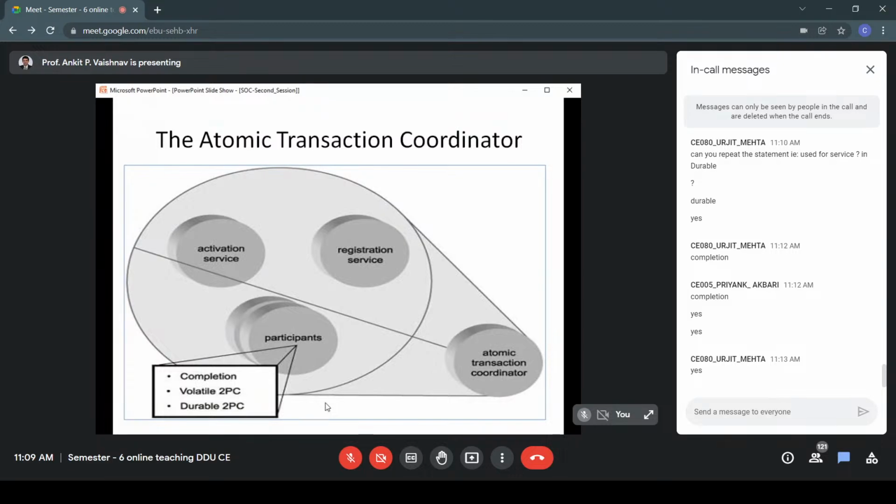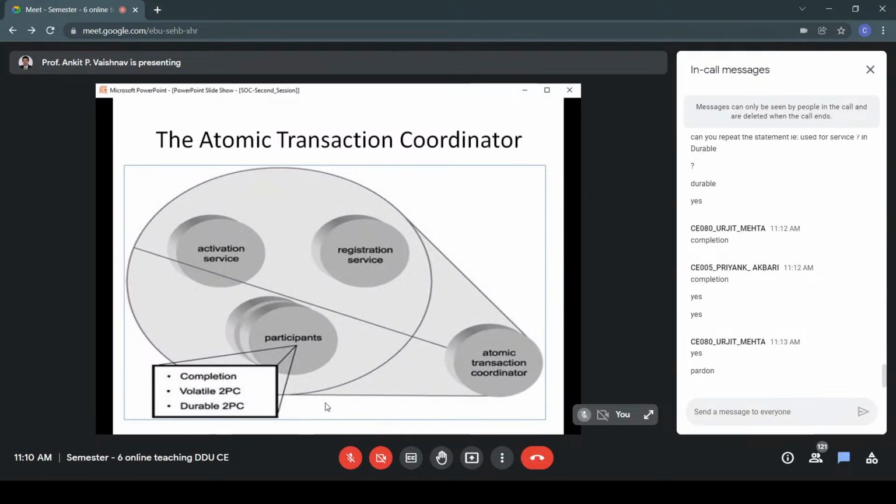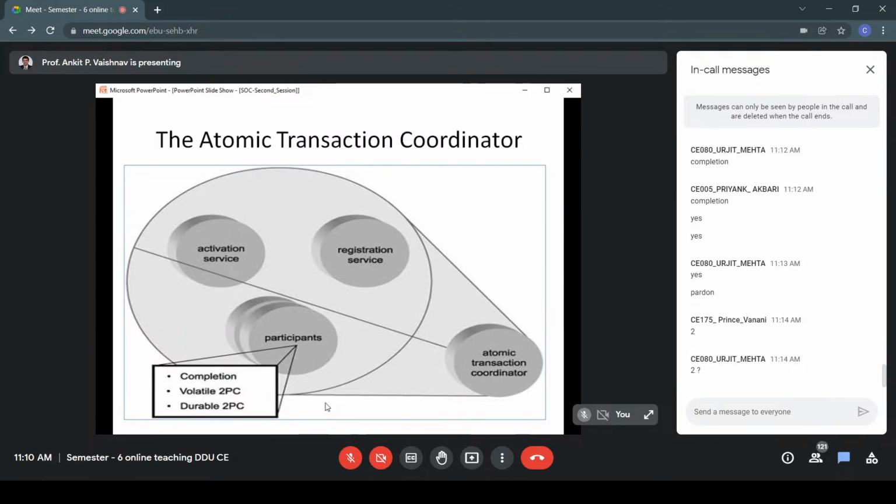We have three protocols: completion protocol, volatile two-phase commit, and durable two-phase commit. At maximum, how many protocols will you be registering for? One service can register for a maximum of how many protocols, if it is a participant of WSAT? Think and answer. Yes, I'll repeat. At maximum, a participant can register for how many protocols? Give me the number of protocols that you will be registering.